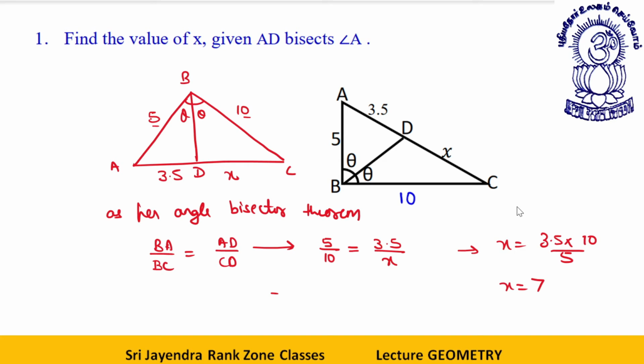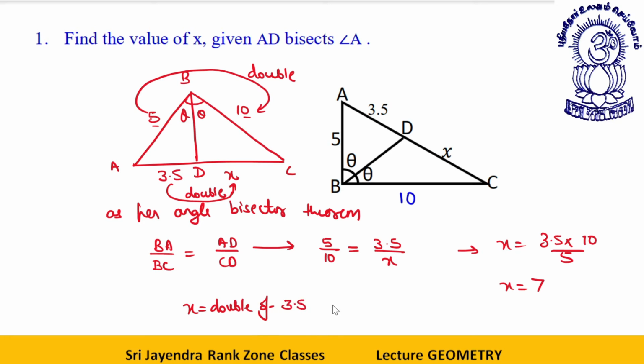This is one way. The other approach which I use is, see, from here to here, if I move, it is double. So directly from here to here, if I move, that will also be double. 3.5 doubled. Therefore, x is equal to double of 3.5. That is x is equal to 7. Got it, dear students? Clear to all of you? Let's take the next one.